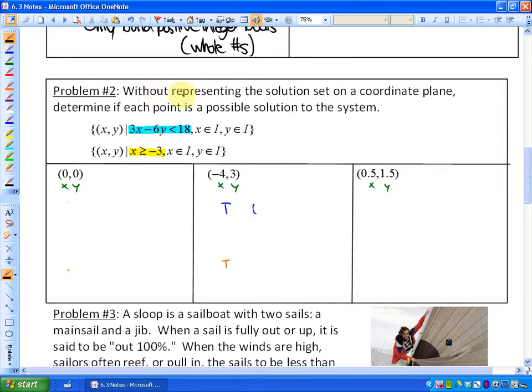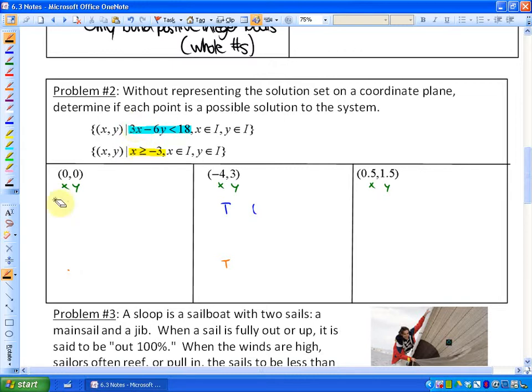It says, without representing the solution set on a coordinate plane, determine if each point is a possible solution to the set. So we've got two sets of constraints, or two inequalities here, and we're asked, is the point 0, 0 a solution? So really what we're asking is, is 0, 0 a solution to both inequalities? So I could just use that as a test point.